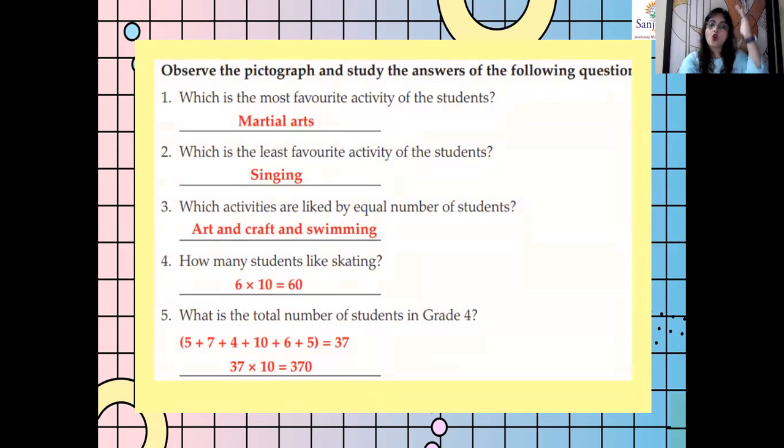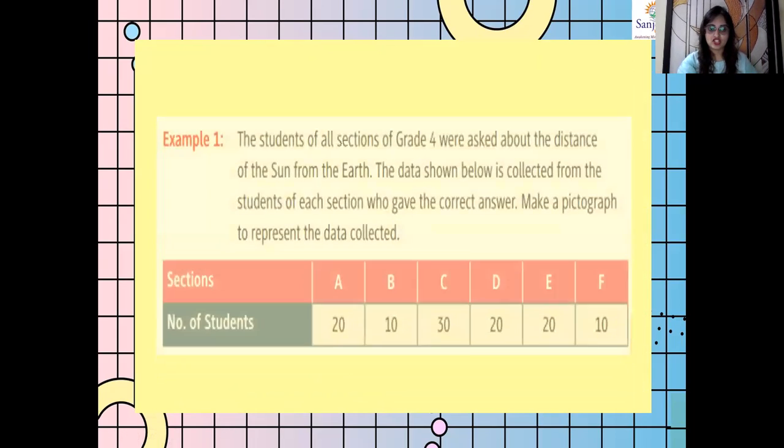We will add all the smileys, okay? And then you will multiply by 10 because each smiley stands for 10 students. So 5 plus 7 plus 4 plus 10 plus 6 plus 5, that is 37 smileys. So 37 into 10 is 370. So total how many students are there? 370. Now pay attention here.